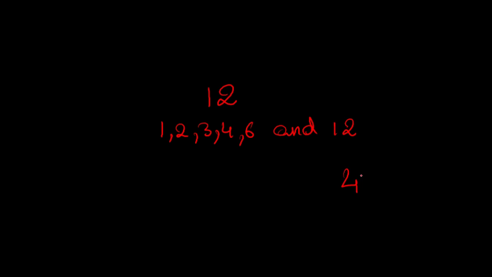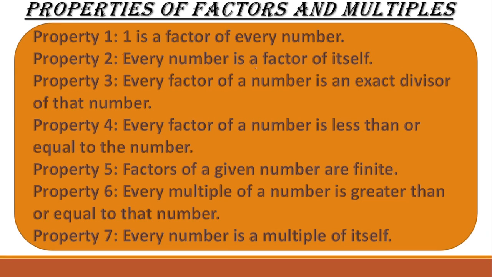Now, in 4 table, 4 will obviously come. So 4 is a factor of itself. And in 5 table, 5 will come, right? So 5 is a factor of itself. So every number is a factor of itself only. It will get divided easily.